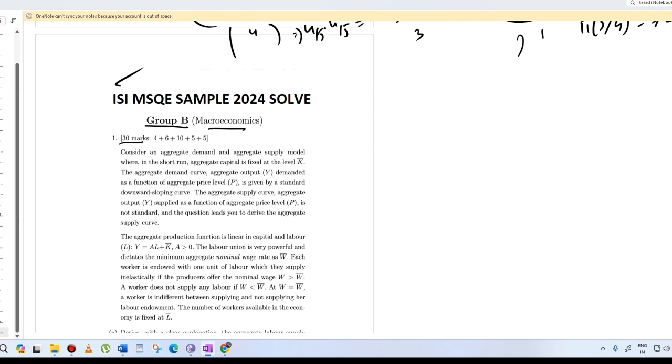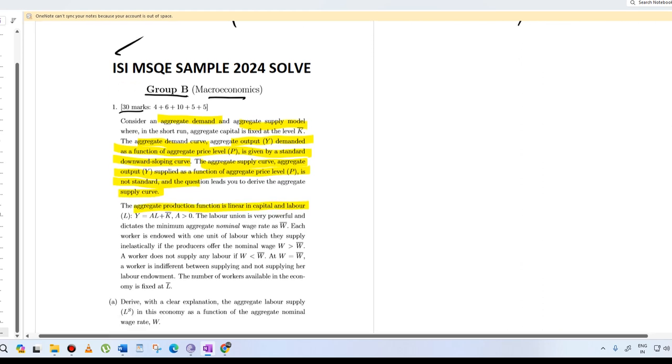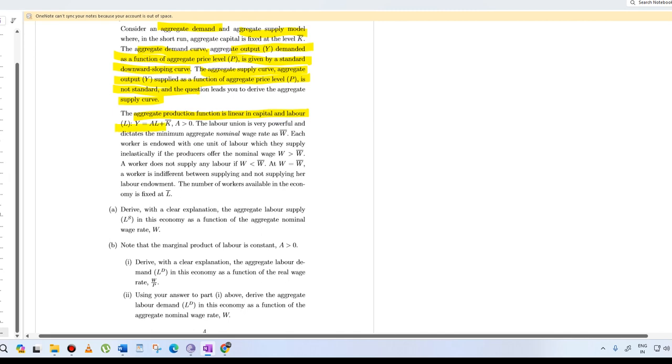They want us to consider a degree structure, the aggregate demand and aggregate supply model. In the short run, aggregate capital is fixed at K bar, and aggregate output demand as a function of the aggregate price level is given by the standard downward sloping curve. The aggregate supply curve, with aggregate output supplied as a function of the aggregate price level, is not standard. The aggregate production function is linear in capital and labor. So L of Y is this.